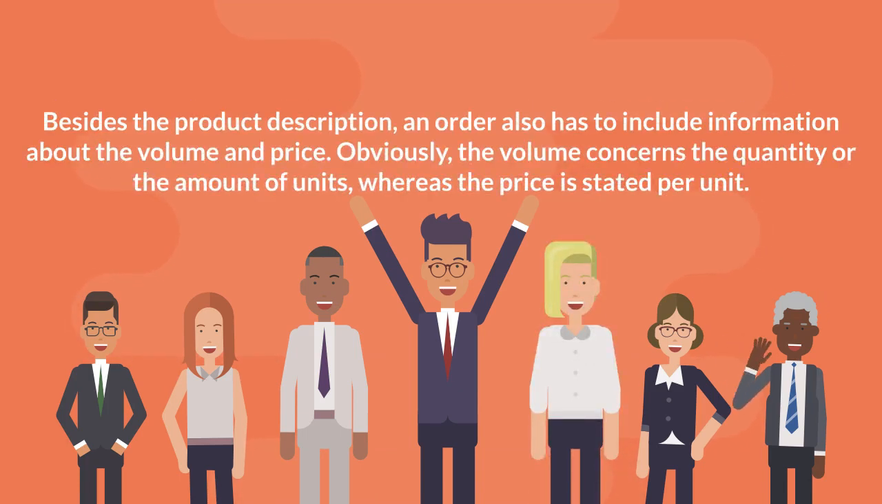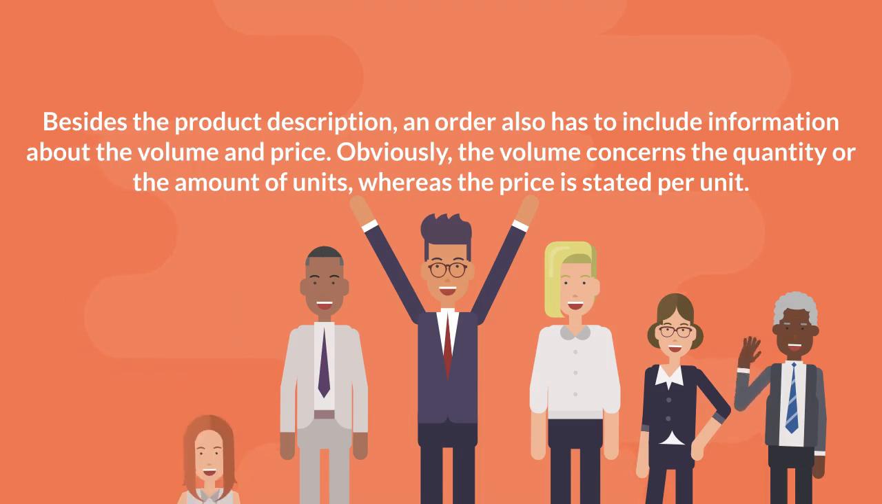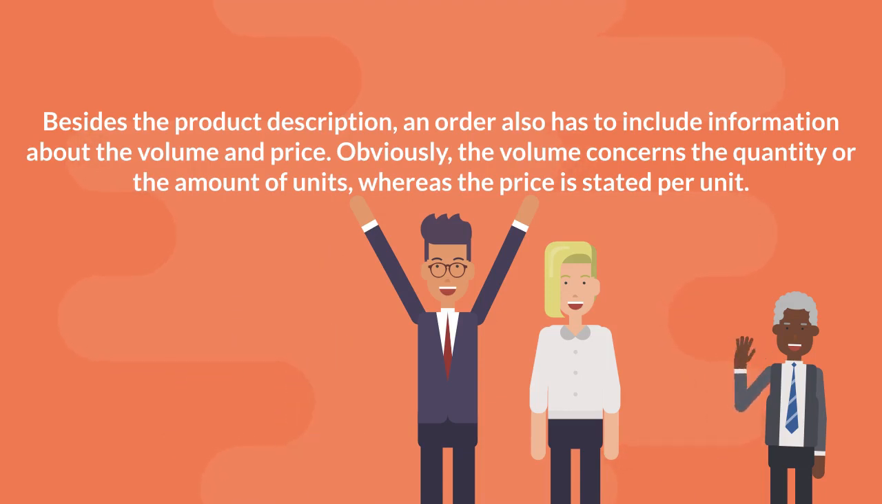Besides the product description, an order also has to include information about the volume and price. Obviously, the volume concerns the quantity or the amount of units, whereas the price is stated per unit.